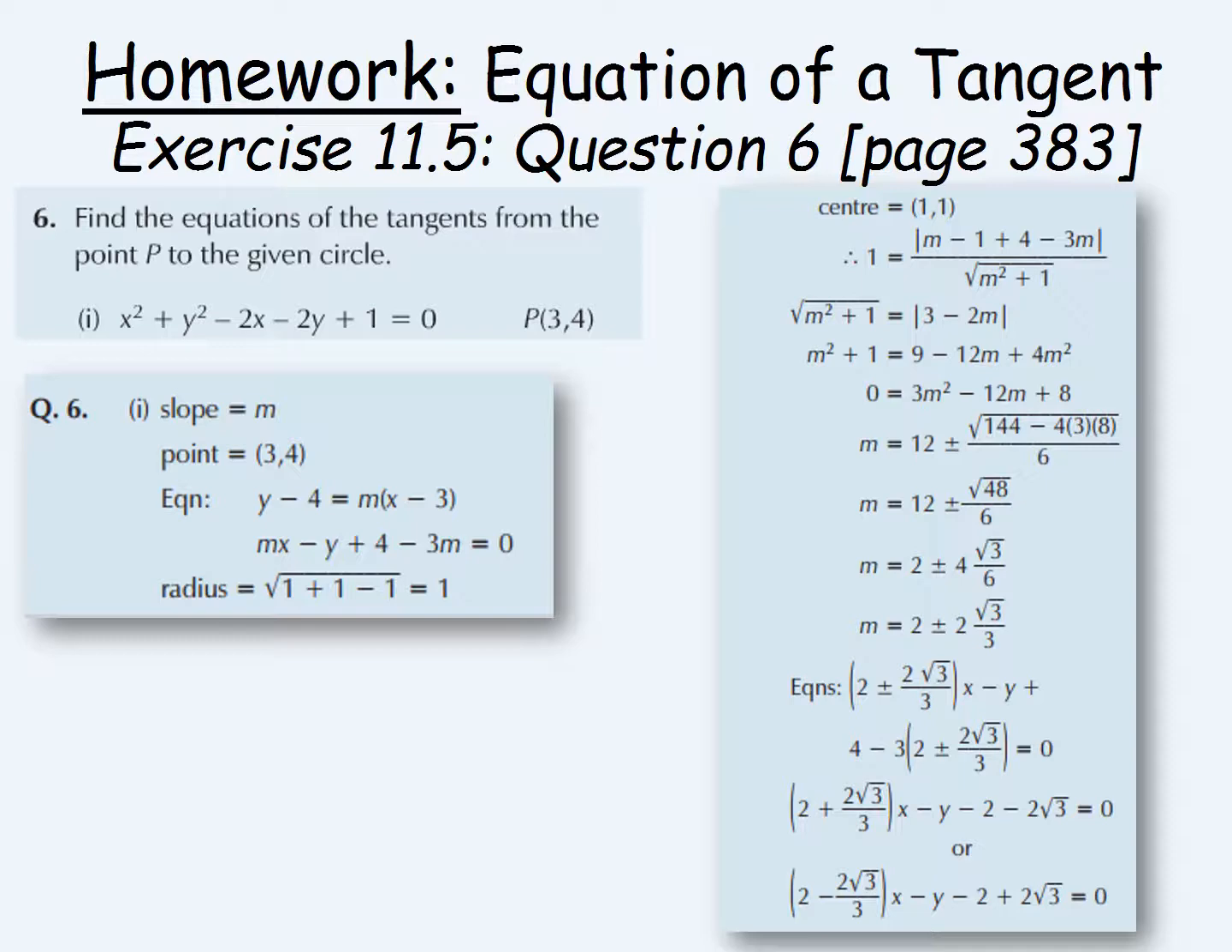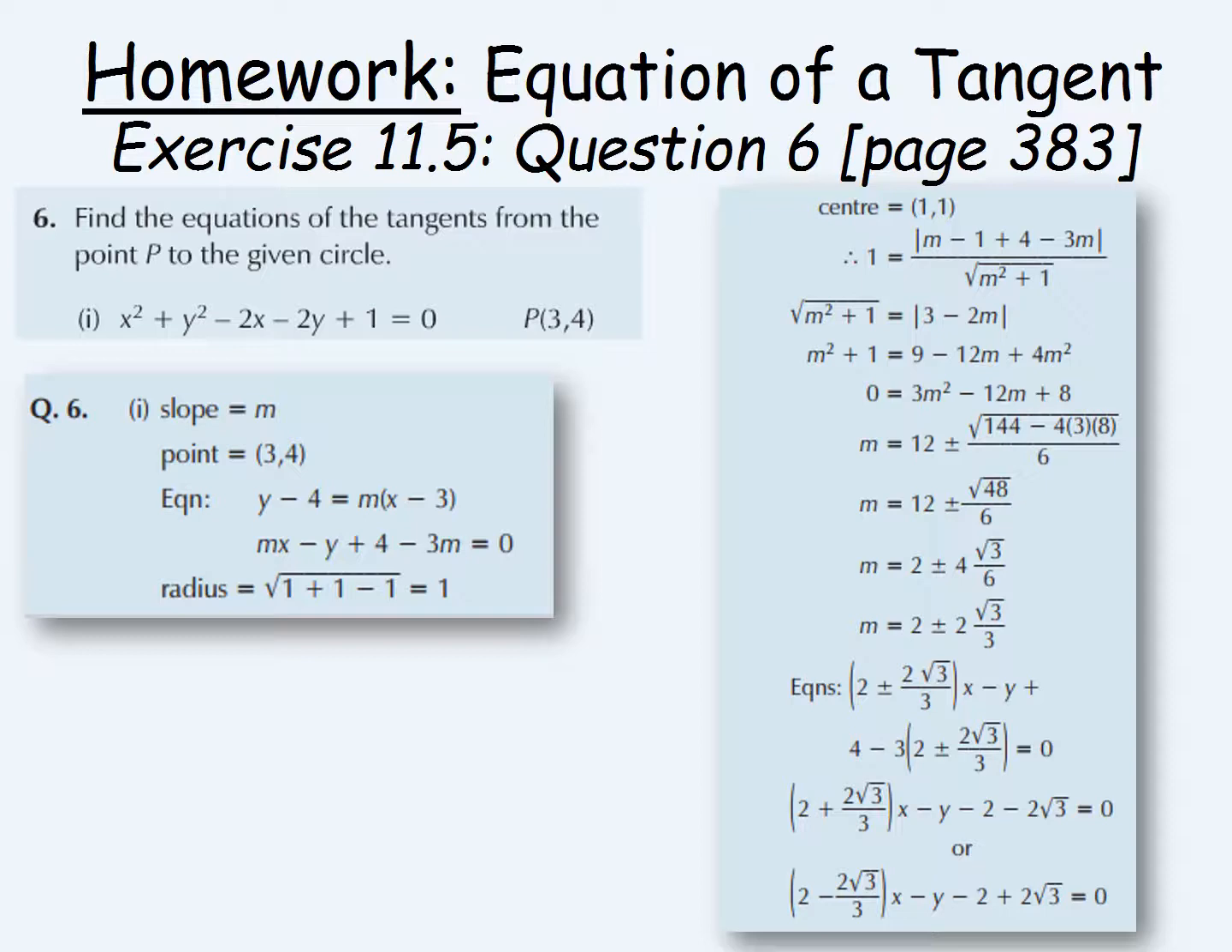So then we moved on to a different exercise. It was exercise 11.5, question 6. This was about tangents from a point to a given circle. So here we had x squared plus y squared minus 2x minus 2y plus 1 equals 0. And they want to figure out the tangent from the point P, which is 3, 4.